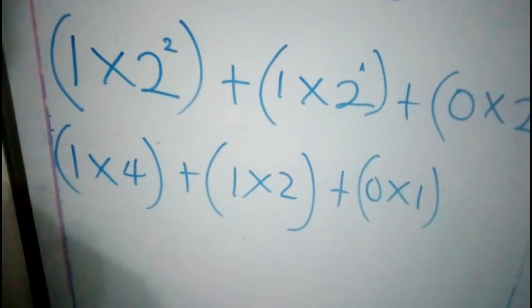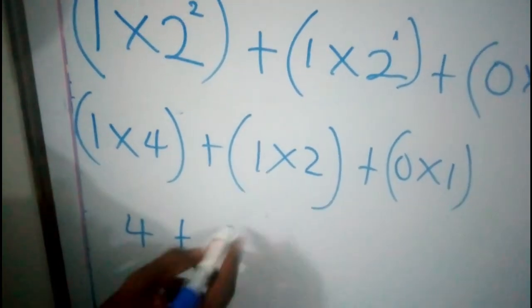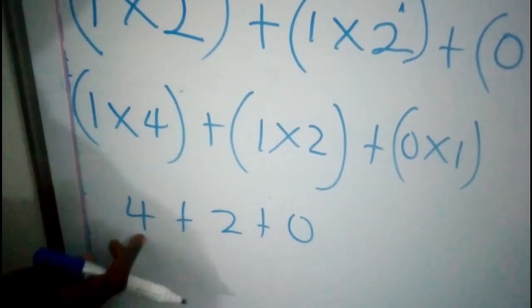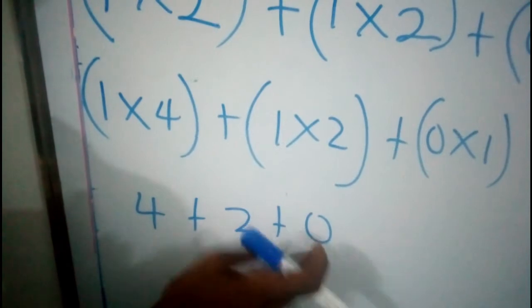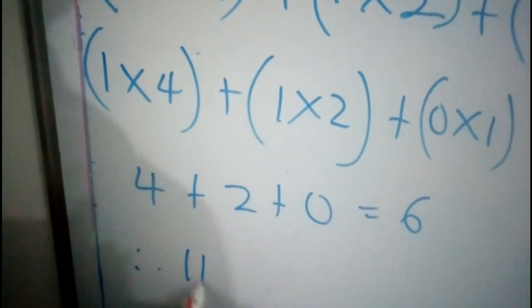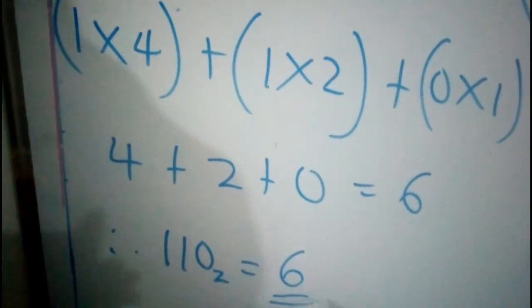Alright, so let's open up the bracket. 1 times 4, 4. Plus 1 times 2, 2. Plus 0 times 1, 0. 4 plus 2, 6. 6 plus 0 gives you 6. Therefore, 110 base 2 as a decimal gives you number 6.